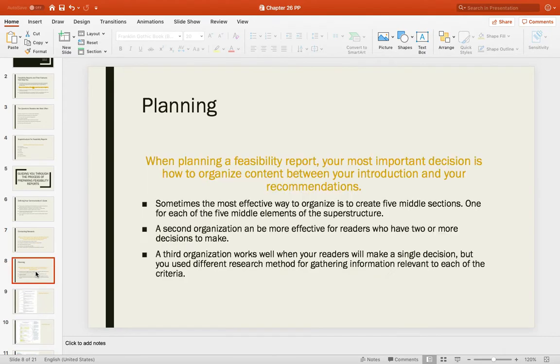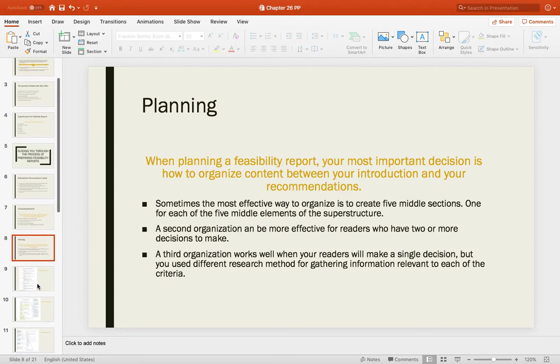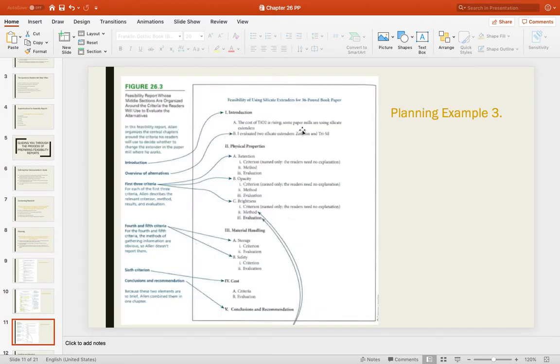And lastly, a third organization works well when your readers will make a single decision, but you used a different research method for gathering information relevant to each of the criteria. In such cases, readers find it helpful to have a separate chapter or section devoted to each criterion. This you will see in this example.